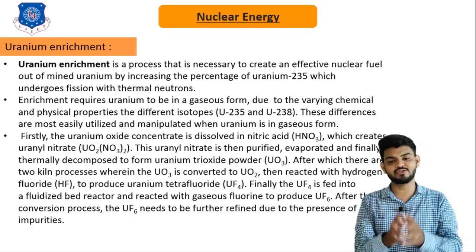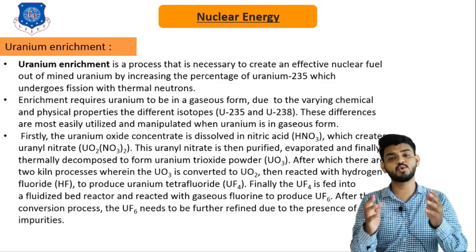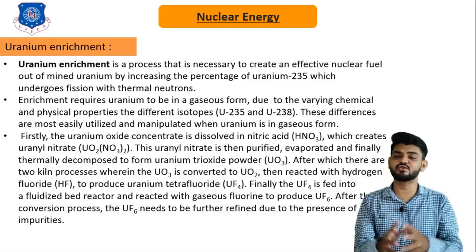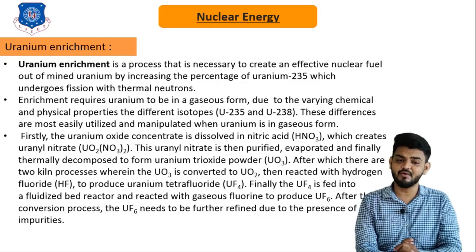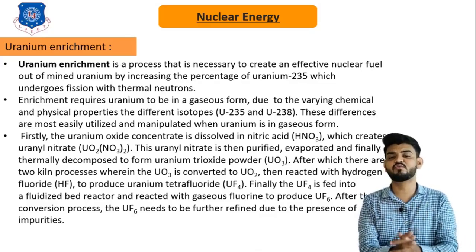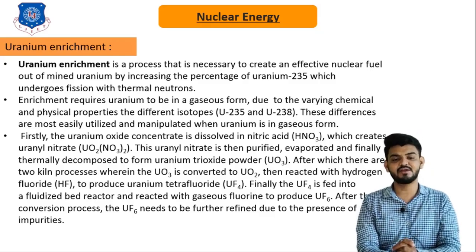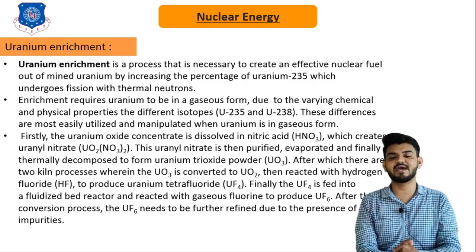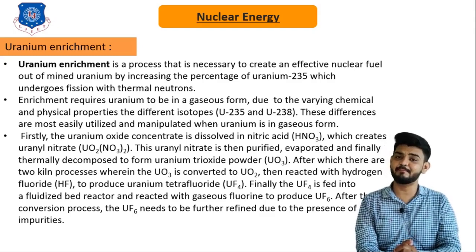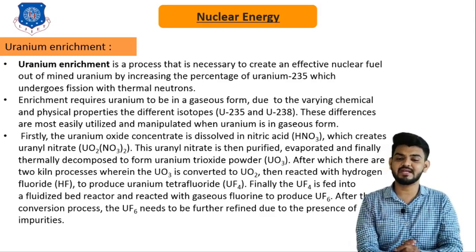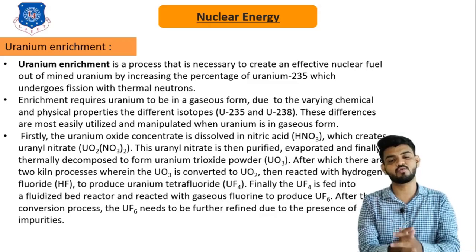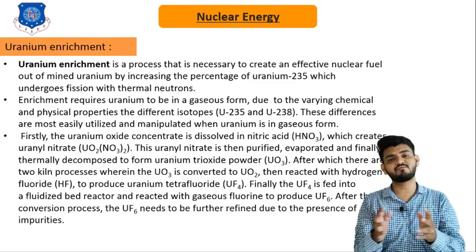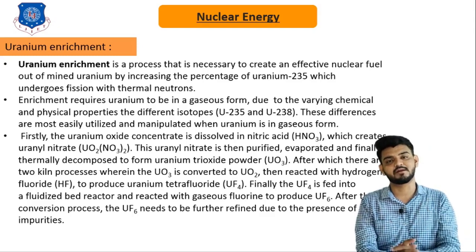Firstly, the uranium oxide concentrate is dissolved into nitric acid, which creates uranyl nitrate. This uranyl nitrate is then purified, evaporated and finally thermally decomposed to form uranium trioxide powder. After which there are two processes where this uranium trioxide is converted back to uranium dioxide, then it is reacted with hydrogen fluoride to produce uranium tetrafluoride. So finally this UF4 is fed to the reactor chamber.